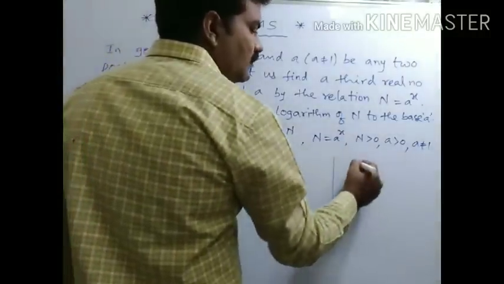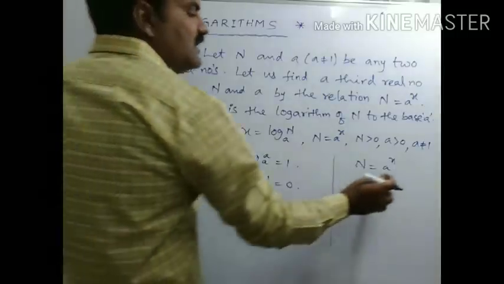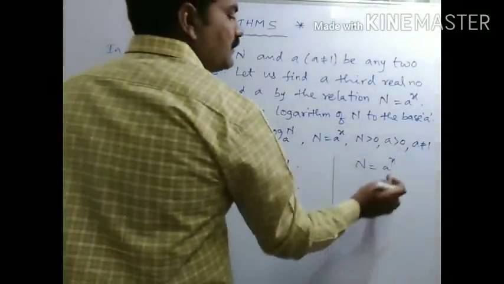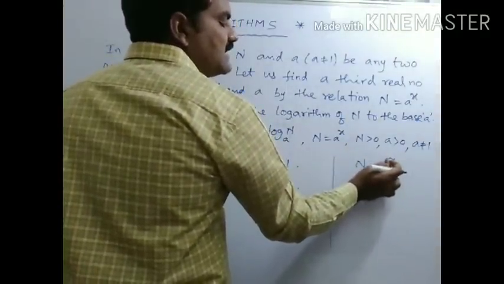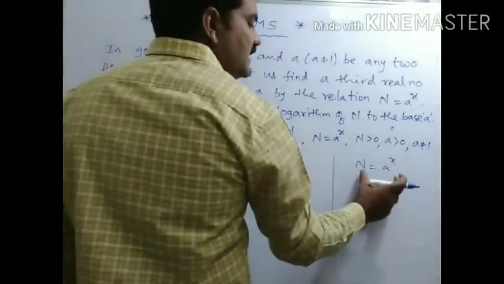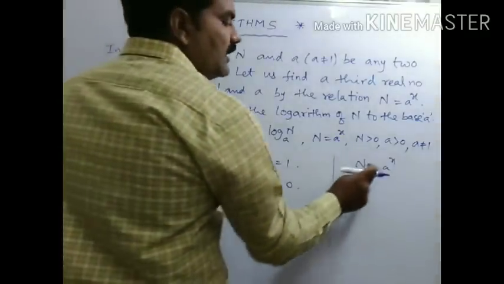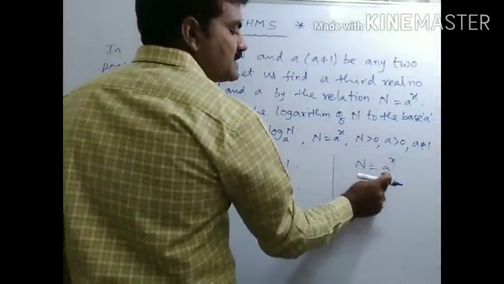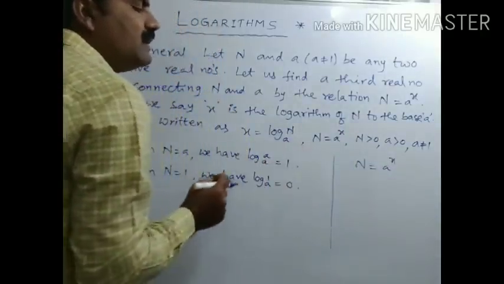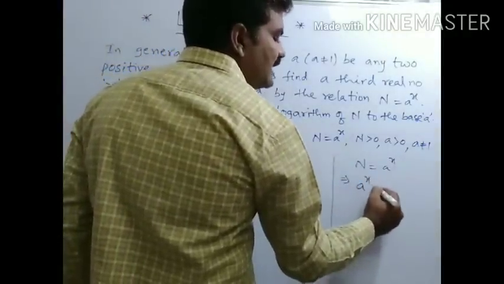Nothing but what we had here, N equals a power x. This is the relation. Here, a power x is considered as exponential form, where a is the base and x is considered as the exponent or power. Now I want to change this exponential form into logarithmic form. Here a is the base. Now this ordinary base, if you bring it to this side, becomes a logarithmic base. So we write a power x equals N.